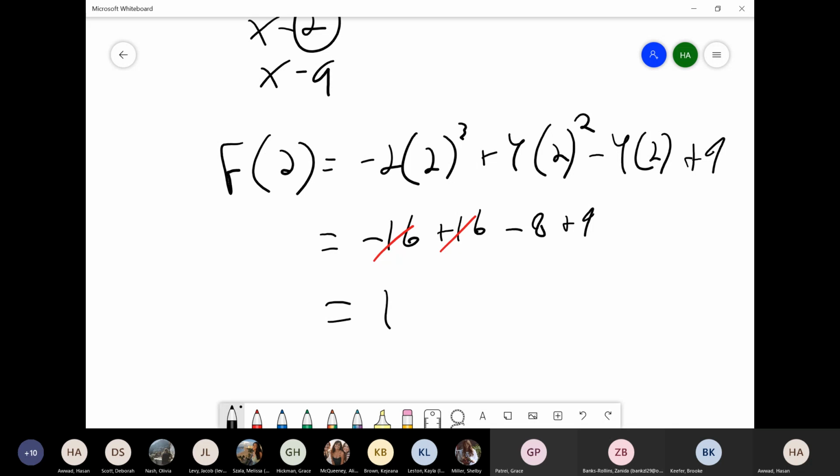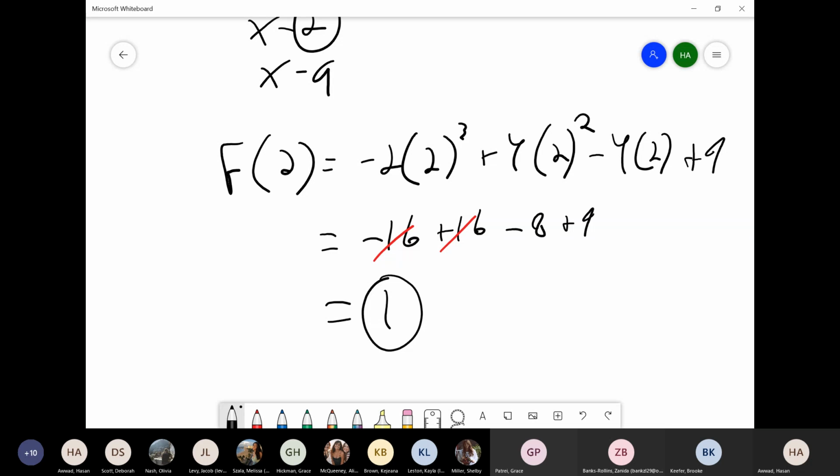Which means when we plugged in 2, from the form of x minus a, we got a number back that wasn't 0. If we got a 0 back, that's using factor theorem to prove, in fact, that x minus 2 is a factor. But because we got a remainder of 1, we know that x minus 2 is not a factor. That's it. That's the entire idea.